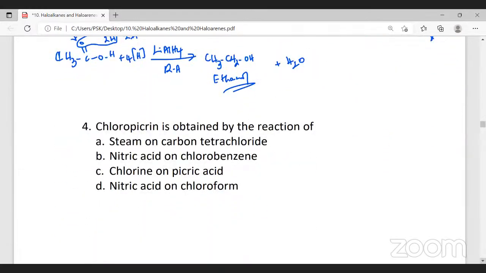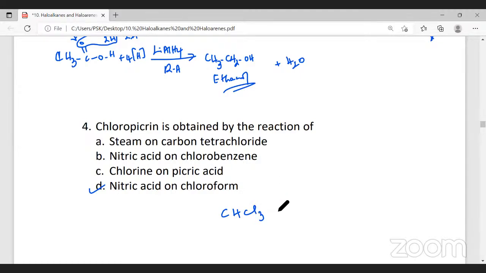Right. The next question. Chloropicrin is obtained by the reaction of steam on carbon tetrachloride, nitric acid on chlorobenzene, chlorine on picric acid, or nitric acid on chloroform. Now the answer for this question is option D, nitric acid on chloroform. What's the formula of chloroform? CHCl3.